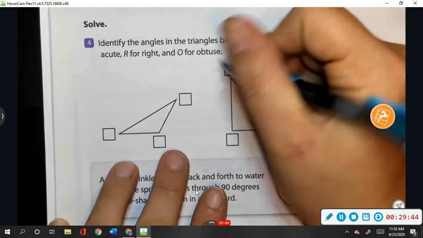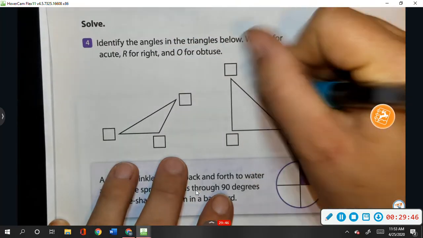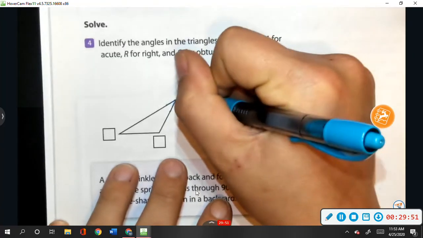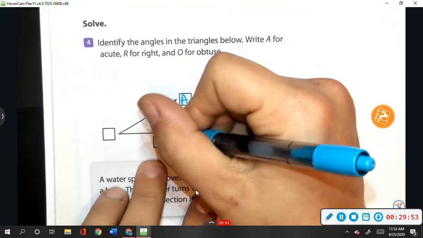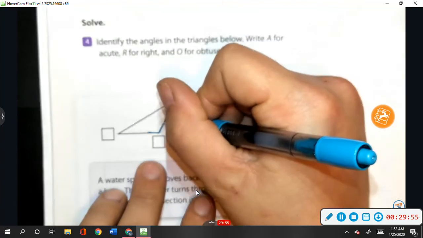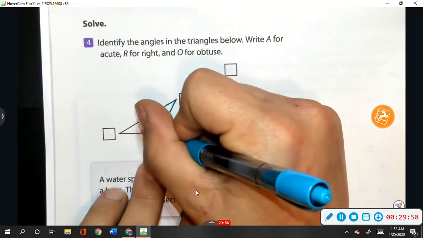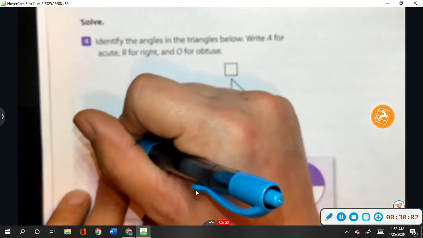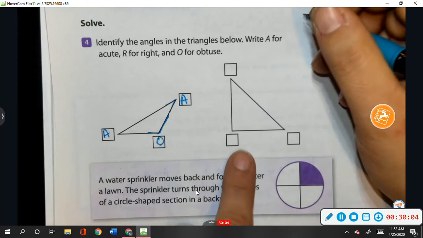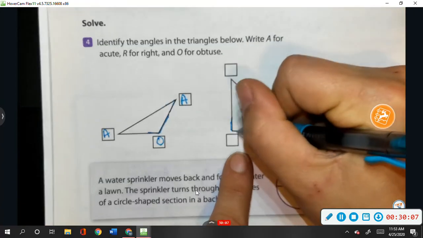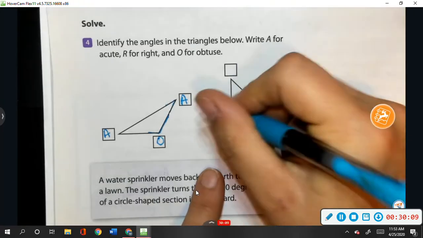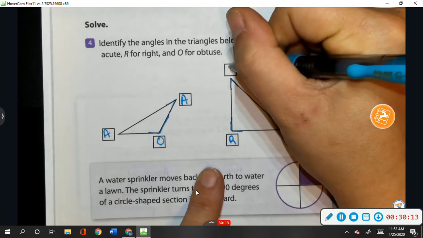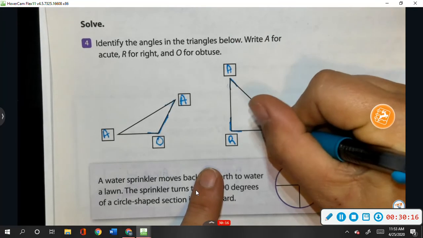If you're back, you should have already filled this out. We have, this looks like a V here, so that's going to be A for acute. This does not make an L shape, nor does it make a V. So this is going to be obtuse. And then this is going to be another acute. Going here. Here we have a perfect L shape, meaning what kind of angle is that? That is a right angle. A V means acute and acute.